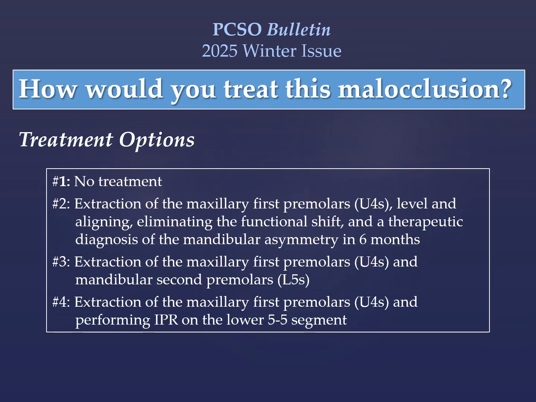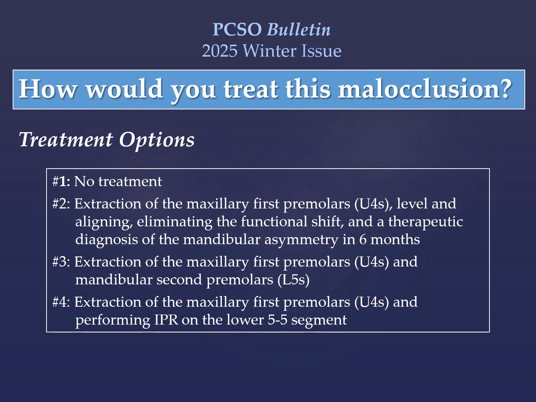So, how would you treat this malocclusion? So as far as treatment options, overall there were 6 treatment plans prepared and presented to the patient and the patient's family. The first treatment option is no treatment. The second option does involve extraction of the maxillary first premolars, so the upper 4s. We'll do leveling and aligning, eliminating the functional shift, and a therapeutic diagnosis of the mandibular asymmetry in about 6 months.